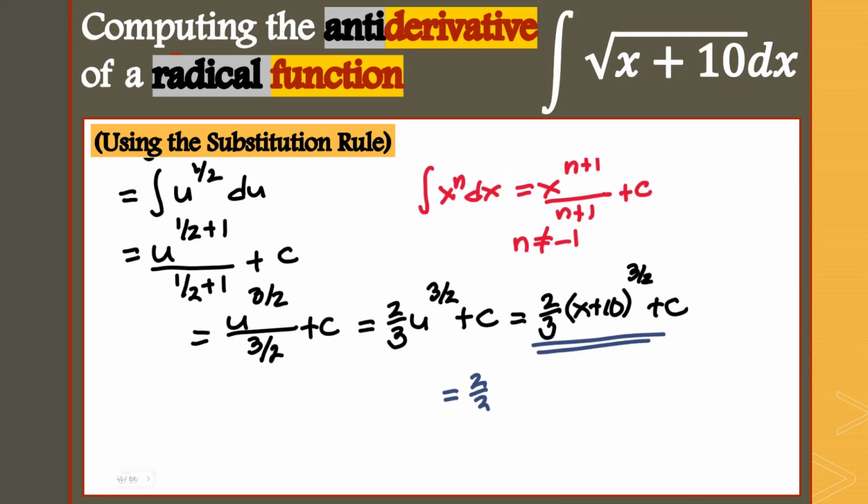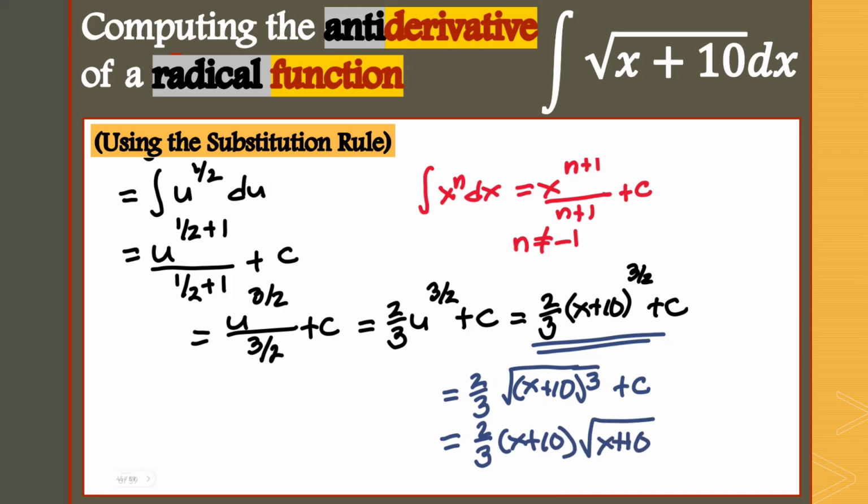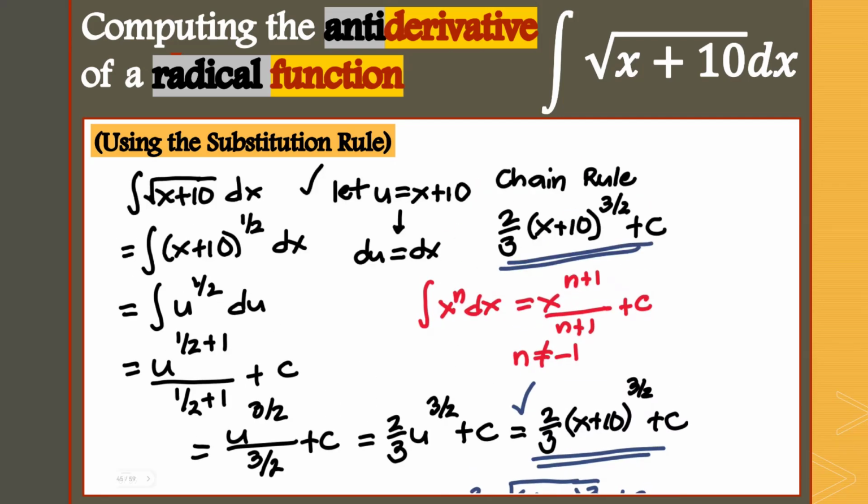So you can have 2/3 (x + 10) to the power of 3/2, or you can actually write it in radical form, returning to the radical function. You have this as your index, so you have the square root of (x + 10) cubed, plus c. But since the exponent is more than your index, you can take out the square of that. So you will have 2/3 (x + 10) times the square root of x + 10, plus c. This is also presented in the previous video, but generally, this is a verification that our answers using the chain rule and this substitution rule are both correct. It's up to you which you will be using.